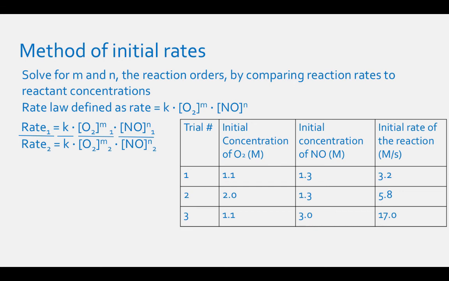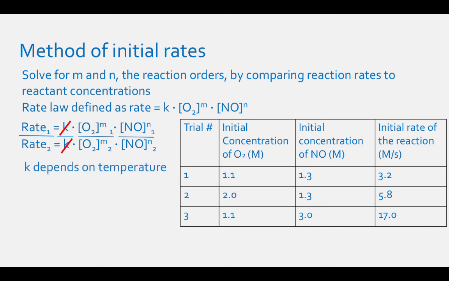This will lead to the ratio of reaction rates in trial 1, rate 1, and trial 2, rate 2, equals the ratio of the rate constants times the ratio of concentrations of both of the reactants, concentration of O2 in trial 1 divided by the concentration of O2 in trial 2, times the concentration of NO in trial 1 divided by the concentration of NO in trial 2, raised to their respective orders. Looking at this equation, we realize that the rate constant will be the same in either case, so we can cancel it out. In fact, the rate constant only changes with changing temperature.